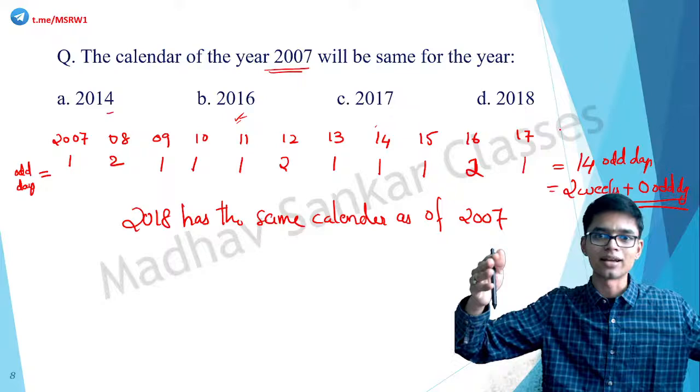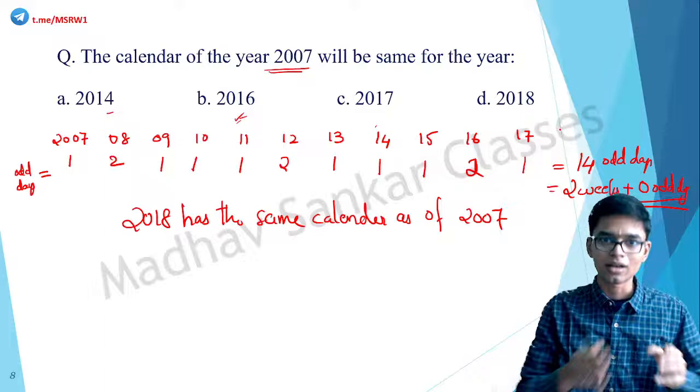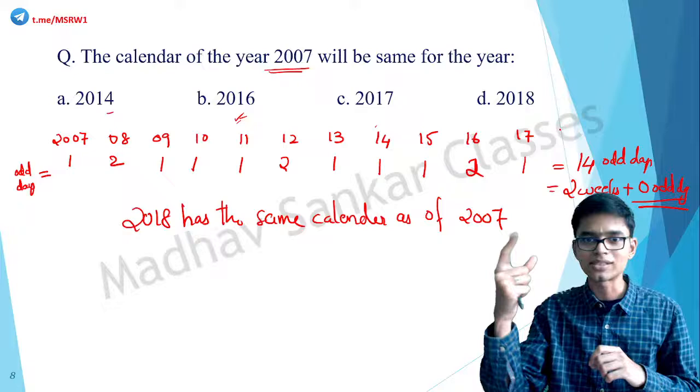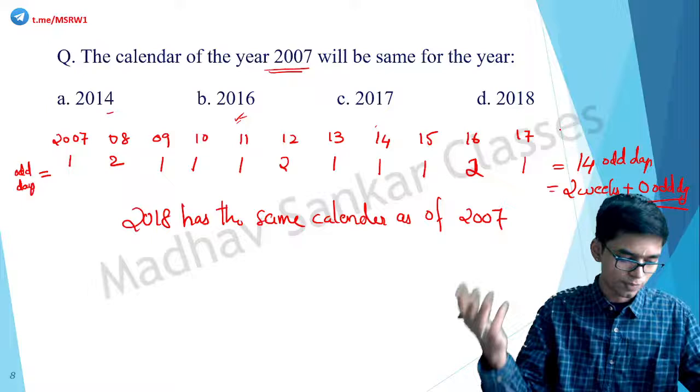Did you understand? This is how you do it. Count the number of odd days. If it rounds off to zero at any point of time, then the next year will have the same calendar as the starting year. Understood? I hope so. Moving on.